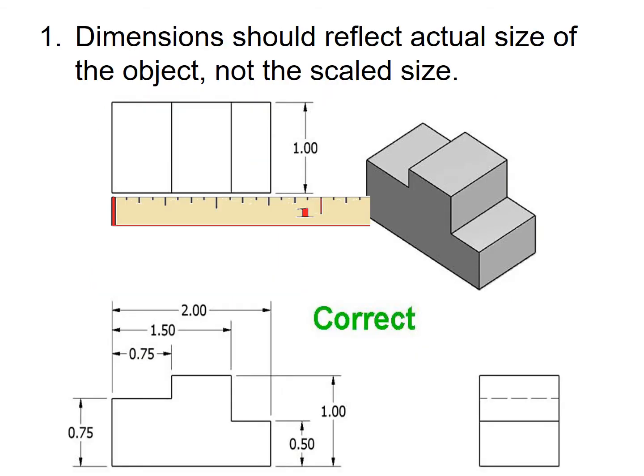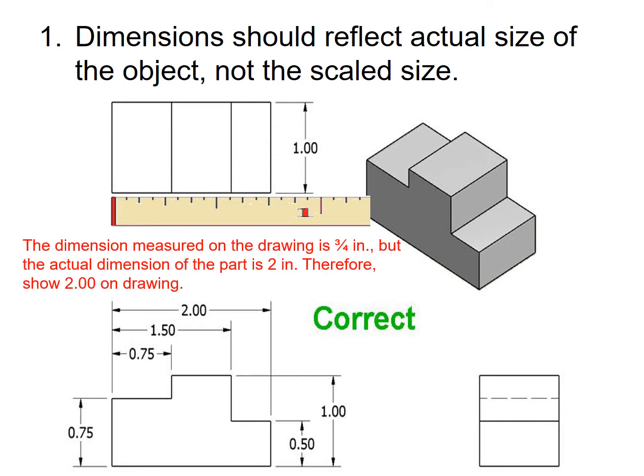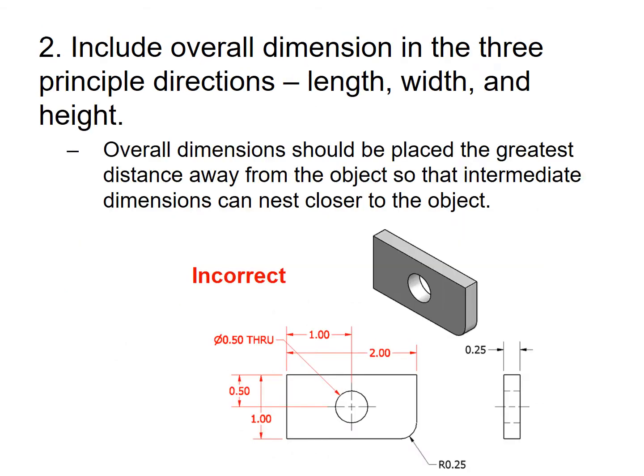For number one, dimensions should reflect actual size of the object and not the scaled size. So, for example, the length of this object in the front view says it is 2 inches long. It is not actually 2 inches long, but it is scaled so that it would fit on this view. So the dimension reflects the actual size and not the scaled size. If you got a ruler out and measured this, it probably would not measure 2 inches.